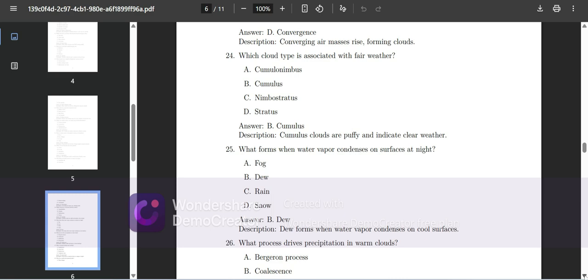What forms when water vapor condenses on surfaces at night? Dew. Dew forms when water vapor condenses on cool surfaces.